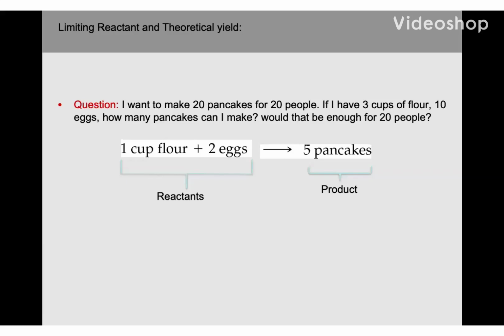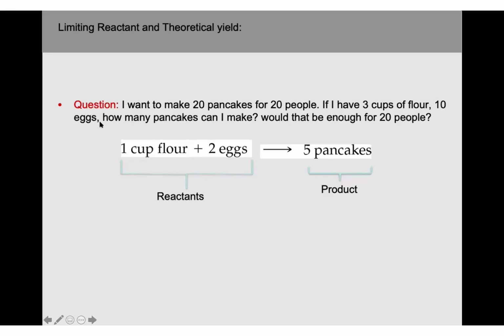Let's start with the limiting reactant concept. The limiting reactant concept is the hardest part of stoichiometry. So we are following up with stoichiometry. If you think stoichiometry is hard, limiting reactant is the hardest of it.